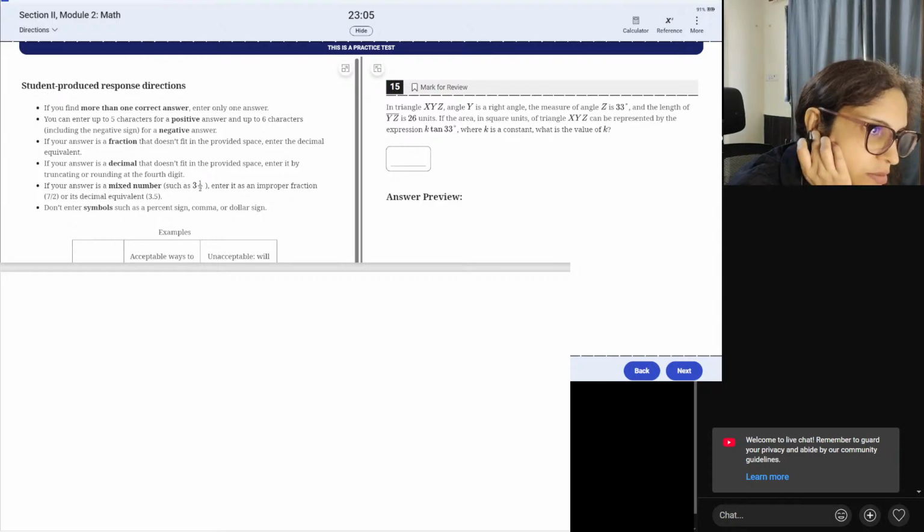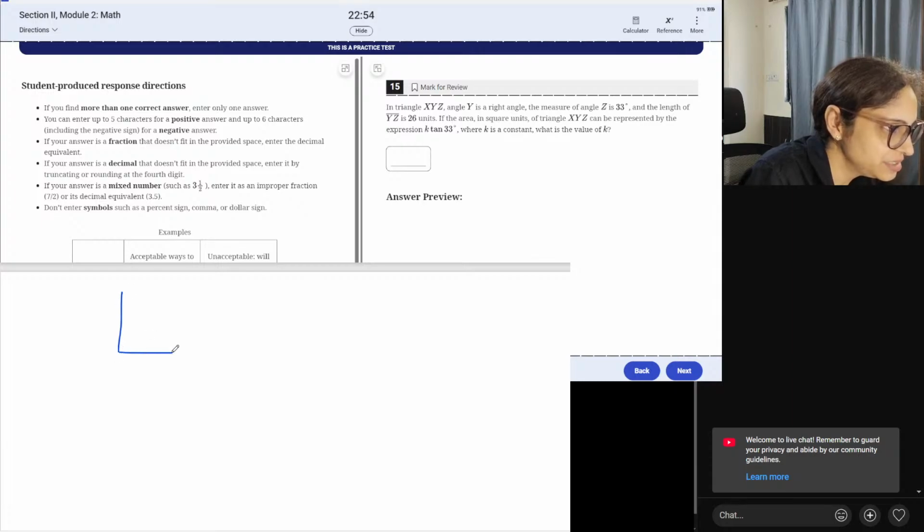Y is a right angle, Z is 33, YZ is 26. Area is K times 1033. What is the value of K? Okay. So there's a right triangle. Y is the right, X and Z you can write anywhere.